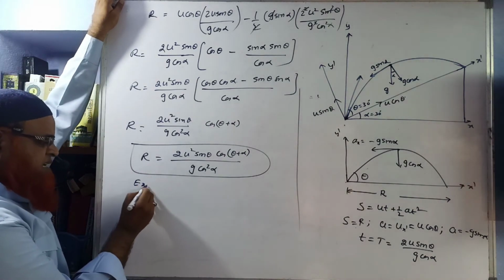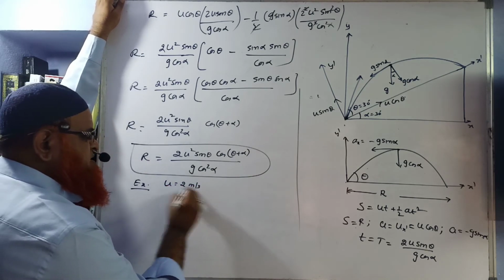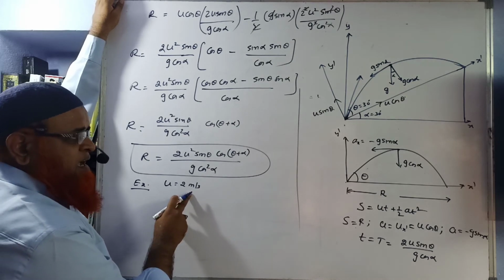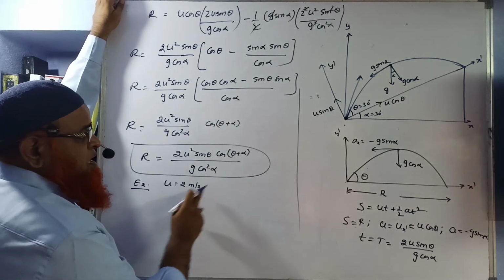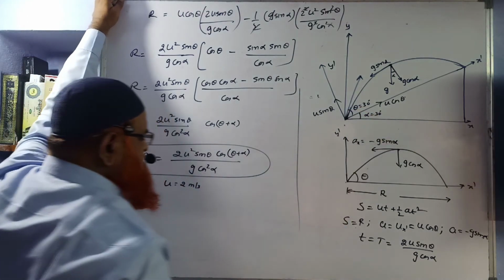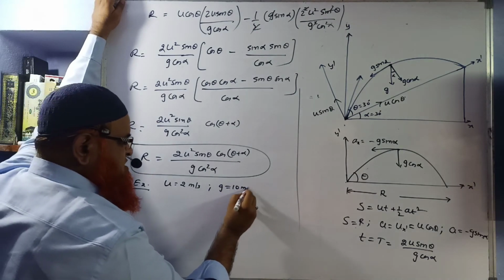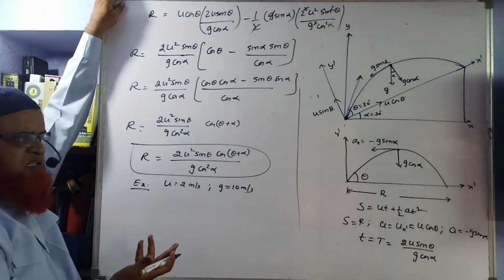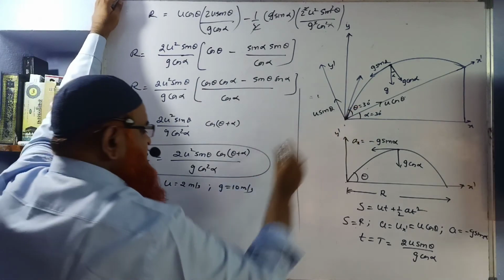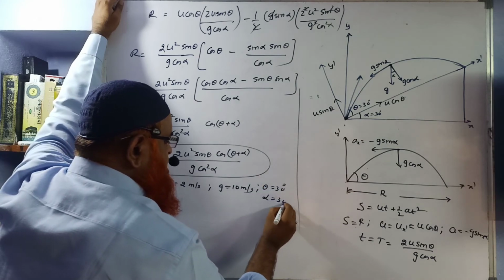Let us take one small example. Here, consider the initial velocity as 2 meters per second. You already considered theta as 30 degrees, alpha is also 30 degrees. If you consider g as 10 meters per second square, then that's it. This is the data required here. You can solve any problem if angles are given. Theta is equal to 30 degrees, alpha is also 30 degrees.